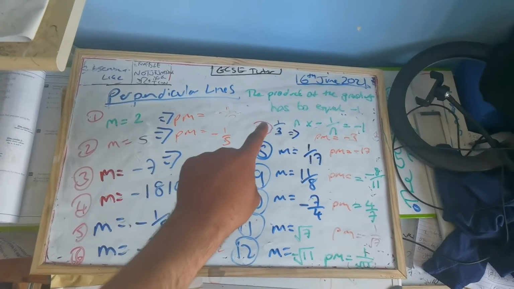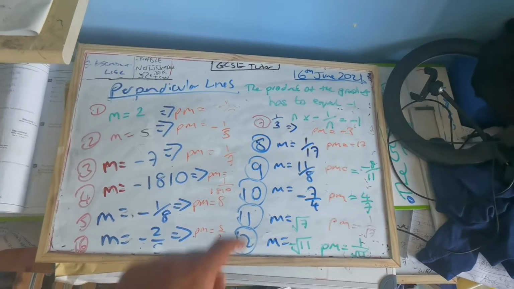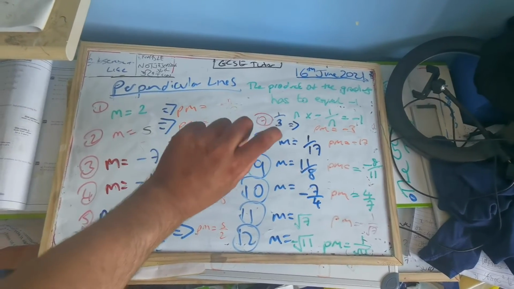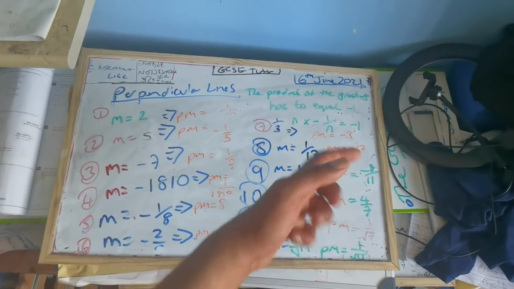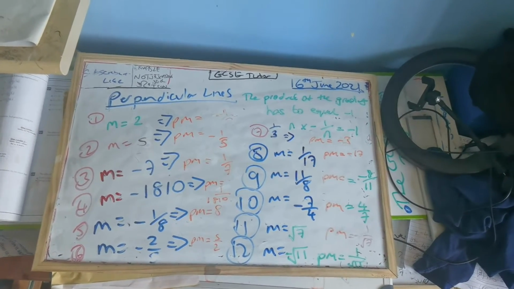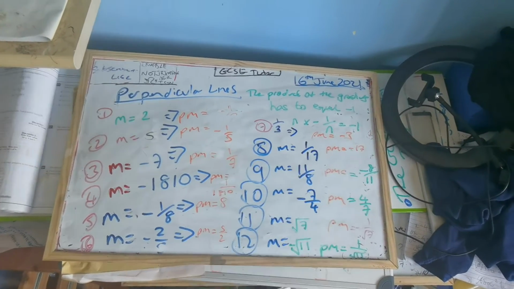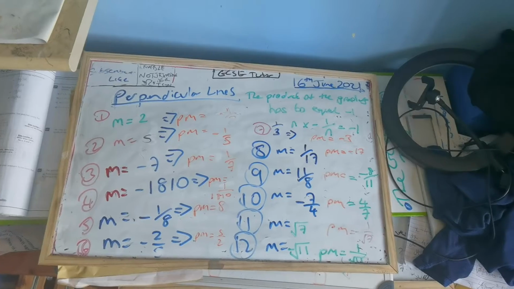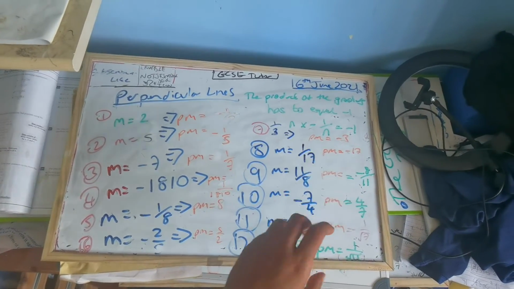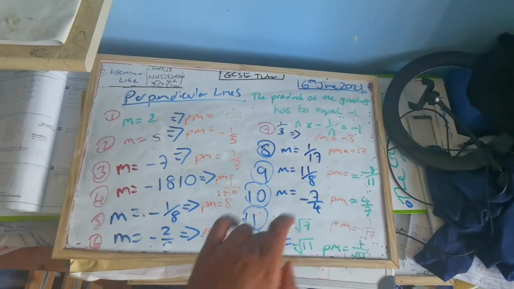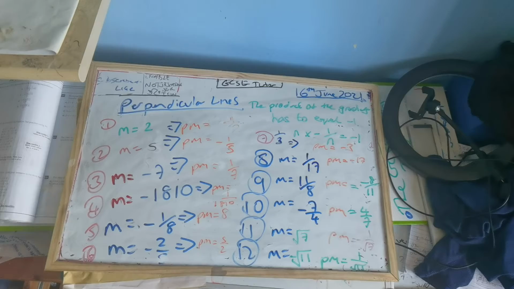Okay, question number 7. So we got 1/3, so the perpendicular gradient is going to be -3. Okay, so it's the flip version, so flip it, I get 3/1. Obviously it's going to be -3/1, which is just -3. Number 8, 1/17, so flip that and negate it, so I get -17. Question 9, m is 11/8, so I flip it and make it a negative, so I get -8/11. Okay, so 11/8 times -8/11 gives us -1.